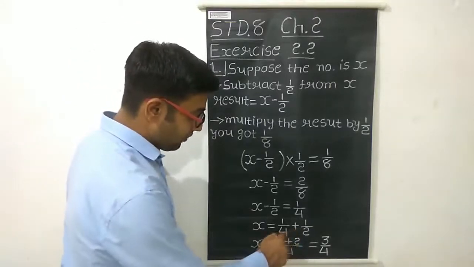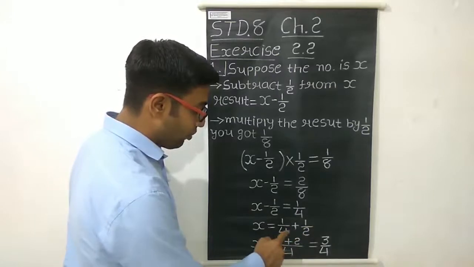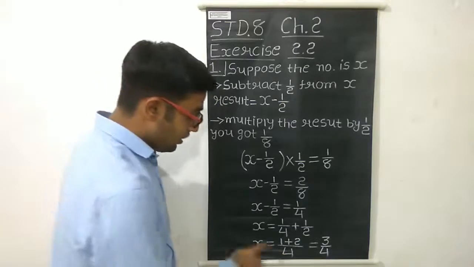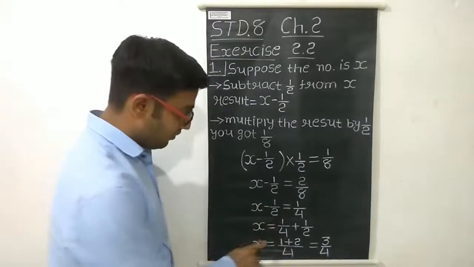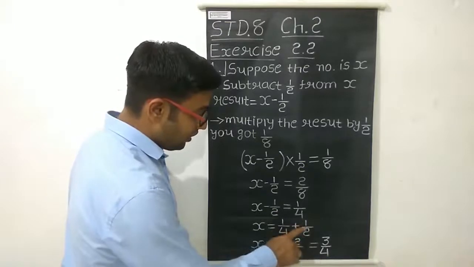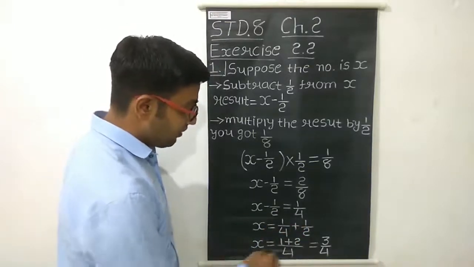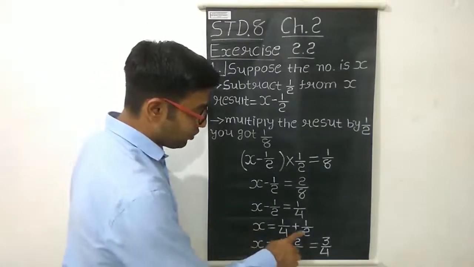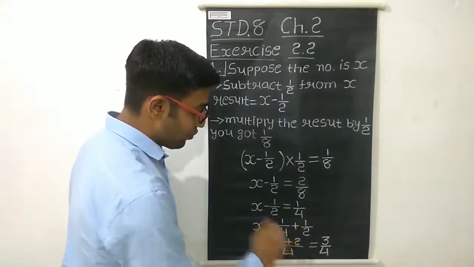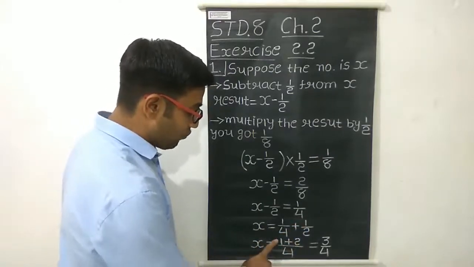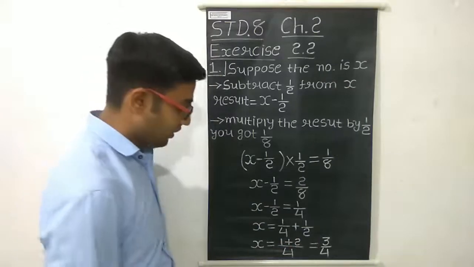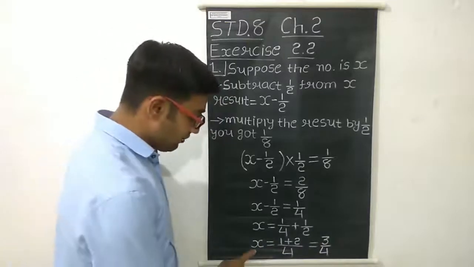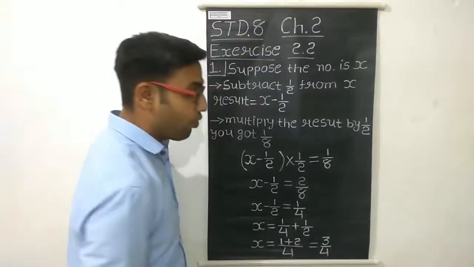To add these numbers, we have to take the LCM of the two denominators, 4 and 2. So the LCM of 2 and 4 is 4. This one we do not have to do anything, it will remain as it is. This one we have to multiply with 2. Why? Because LCM is 4 and 2 is already there. So we just multiply with 2 in the numerator. So 2 ones are 2. So we will get x is equal to 1 plus 2 upon 4. And 1 plus 2 is 3. So the answer we get here is x equals 3 upon 4.